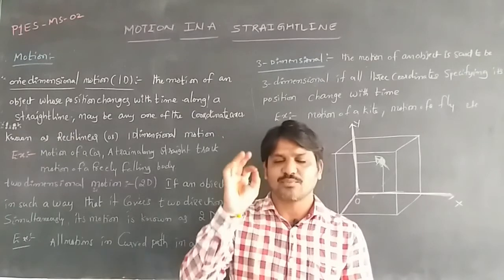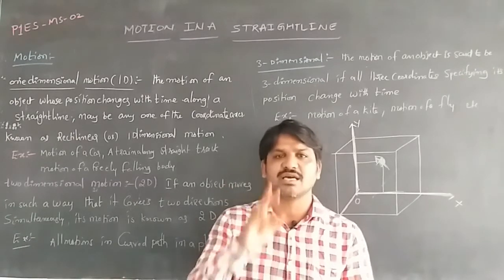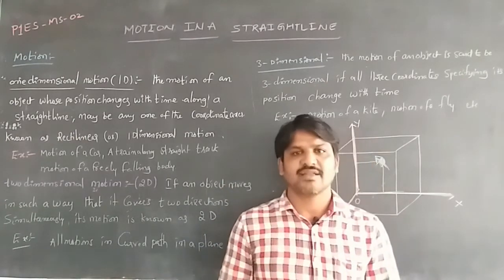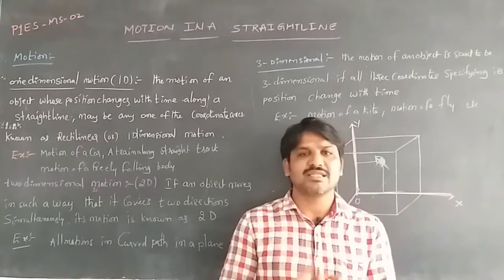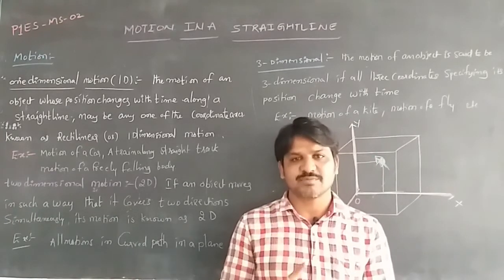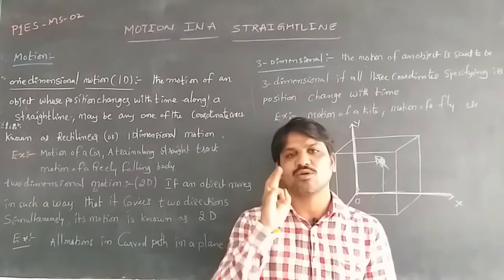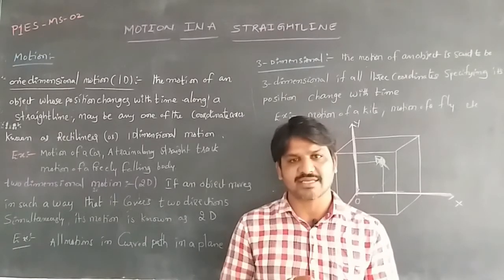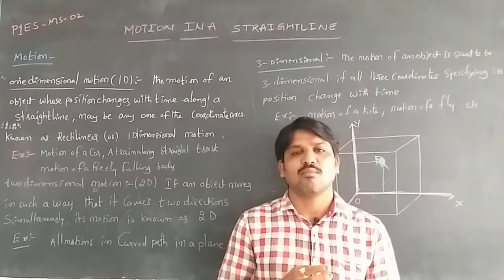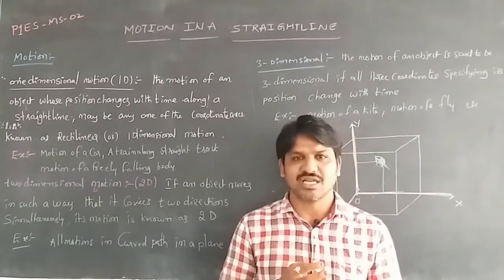If the position of an object can be specified by two coordinate axes, when it is in a plane, then that will be two-dimensional motion. If we can specify the position of an object by using three coordinate axes, then the body will be in three-dimensional motion.